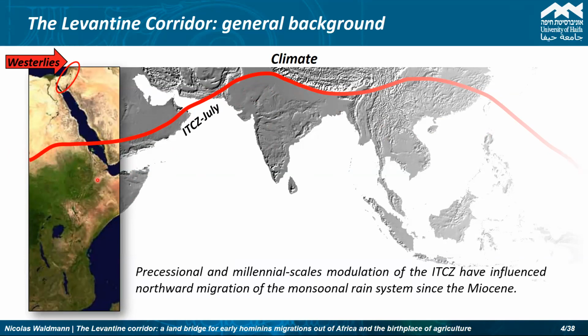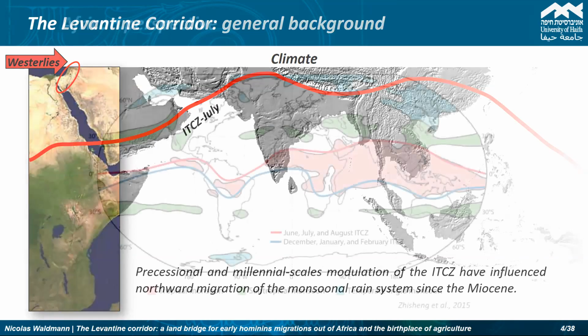This ITCZ movement has been going north and south through time in a precessional, millennial-scale modulation, which in other words has influenced the northward migration of monsoonal rain systems already since the Miocene. So the present situation does not imply that it was the situation in the past, depending how far we go in the past, of course.